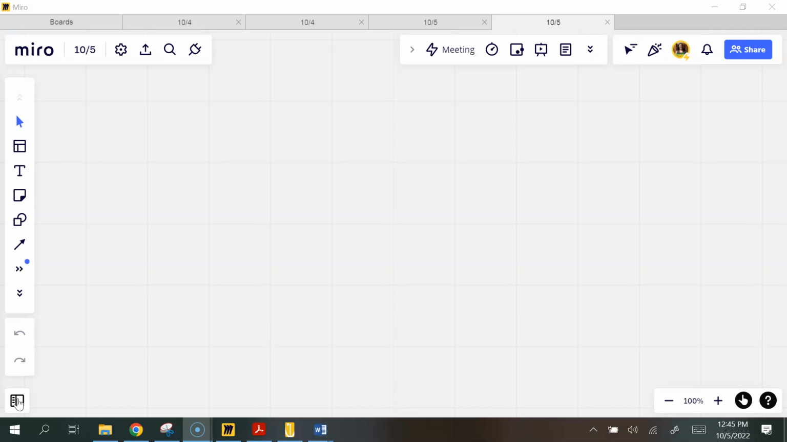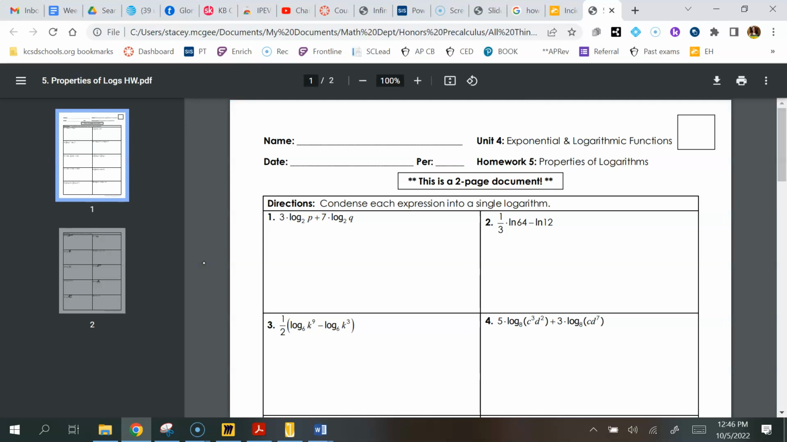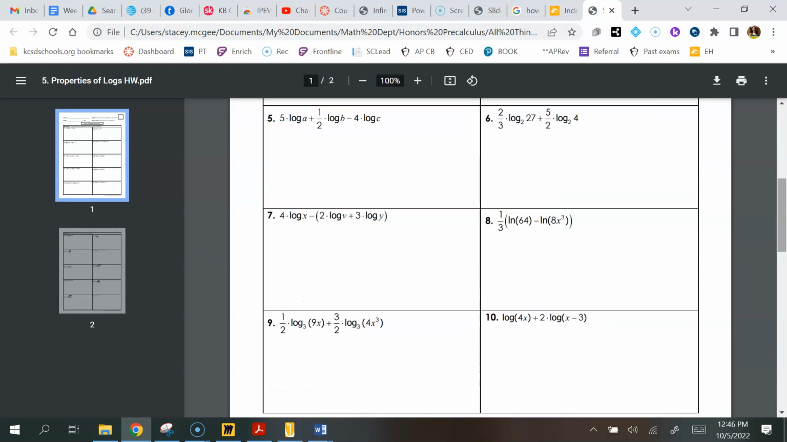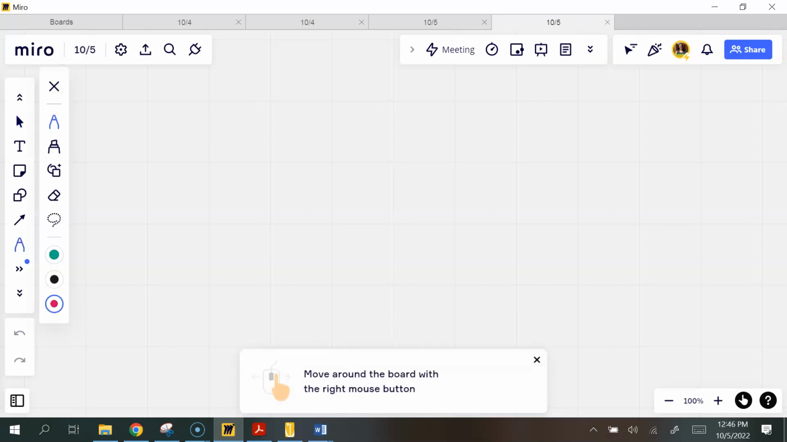Oh, good. I'm going to have to pull it up on here. Is that it? Okay, which one? 6. 2/3. 2/3 log. Googly moogly.